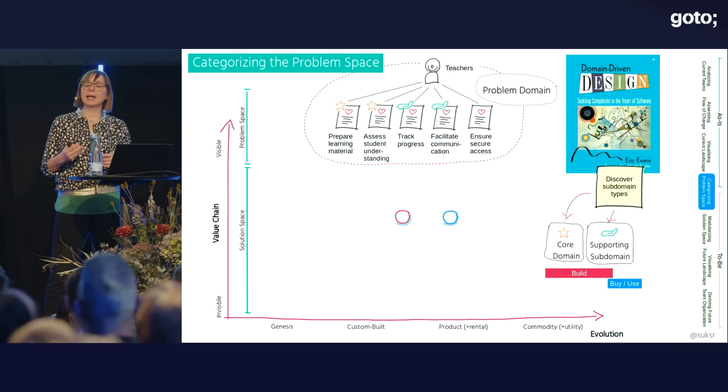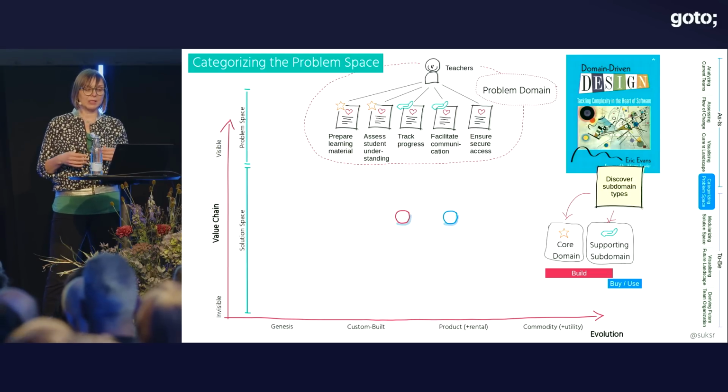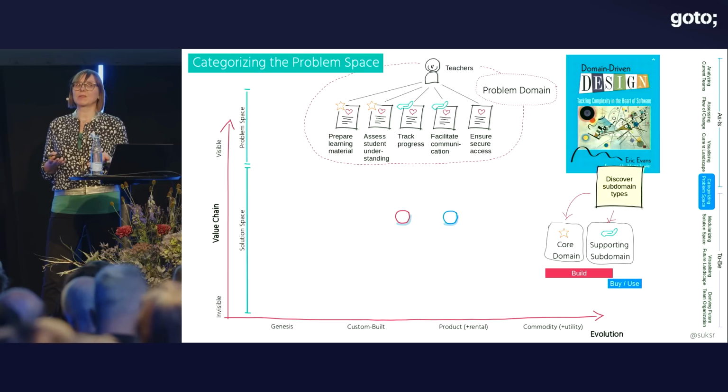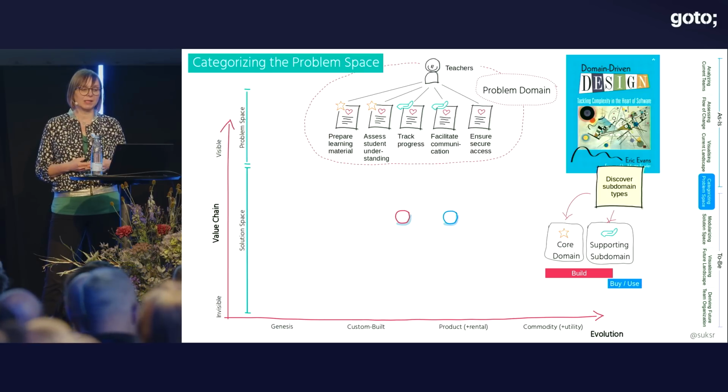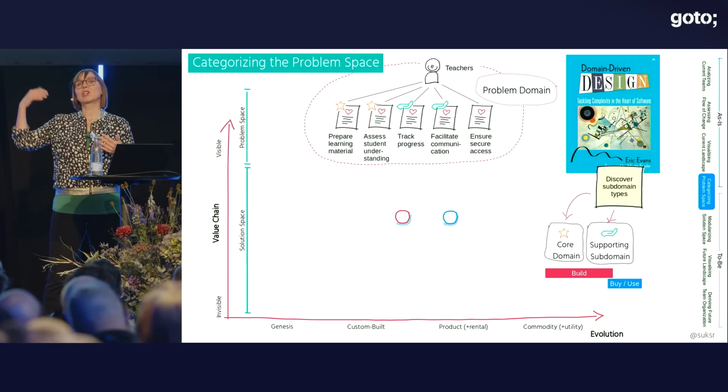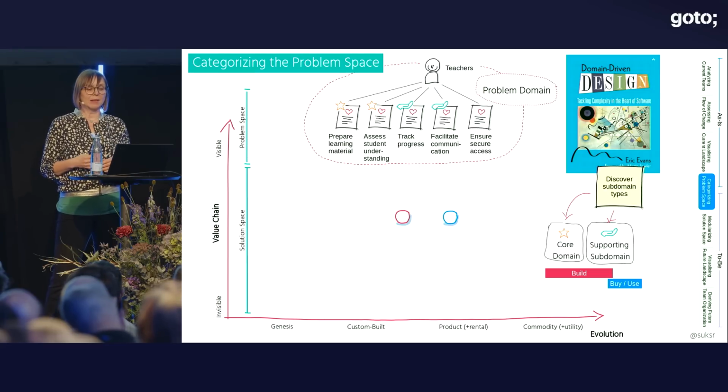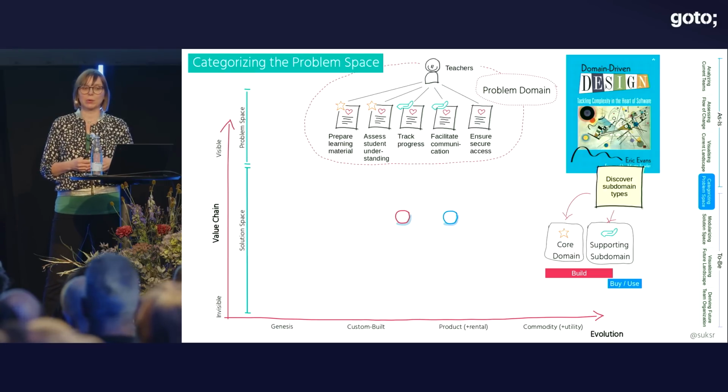So if highly customizable products or open source software solutions are available on the market, we can look out for buying or using those off-the-shelf products or open source software solutions. But if the supporting subdomain solutions can't be productized because they require such a high level of specialization, then we have to custom build the supporting subdomains.